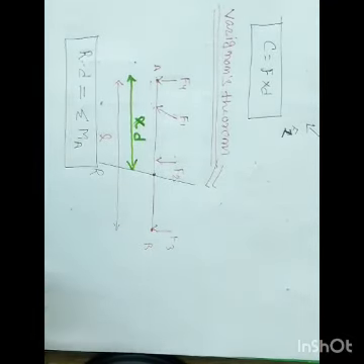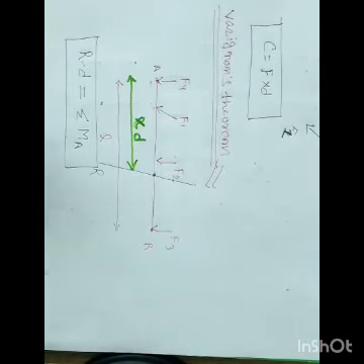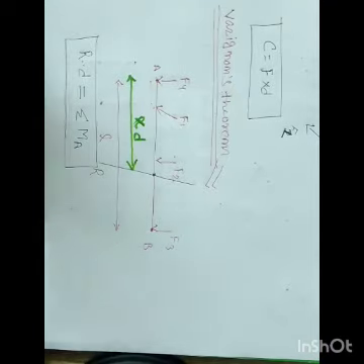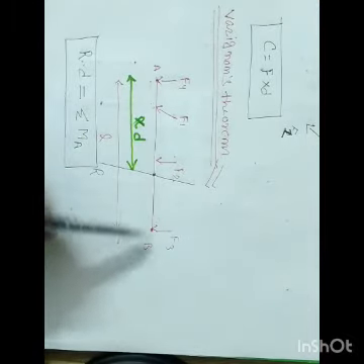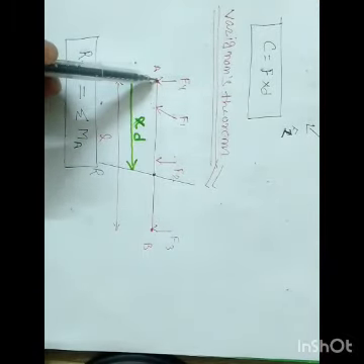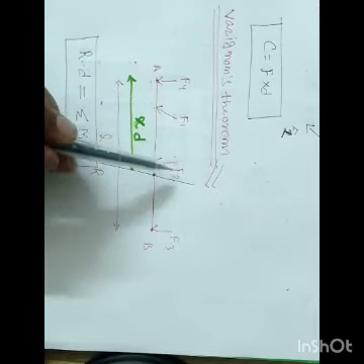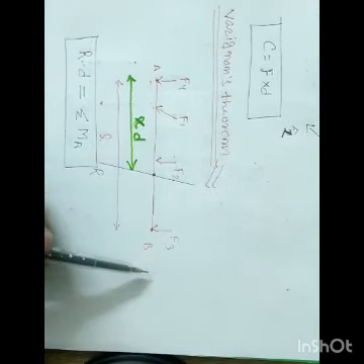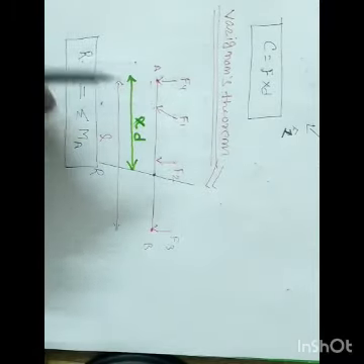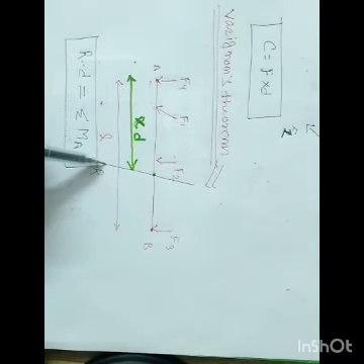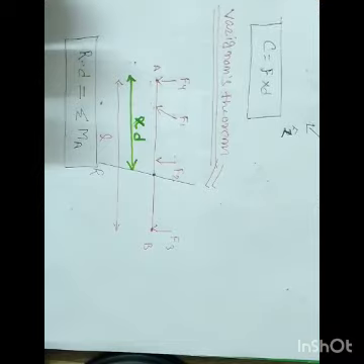Varignon's principle is used to find the position of the resultant, and it states that the sum of all the moments about a point is equal to the moment of the resultant about that point. The point here is A. So the moments of all these forces about A, their summation, should be equal to the moment of the resultant, that is R into D. This is Varignon's theorem.